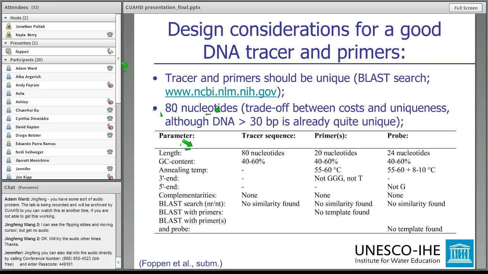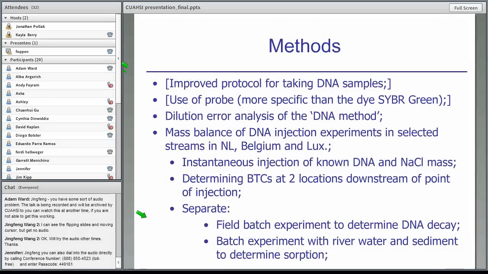Then there are a number of parameters, like the length, that's 80 nucleotides. You should take care of what is called the GC content, the annealing temperature, and a few other things. And there shouldn't be any complementarities, there shouldn't be any similarity, etc. So there are a number of design considerations for good DNA tracers and primers.